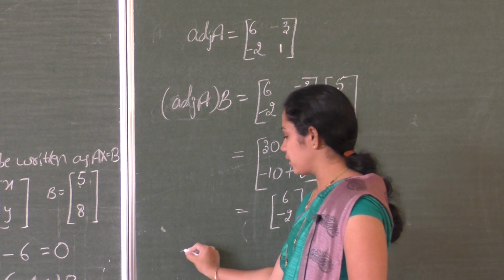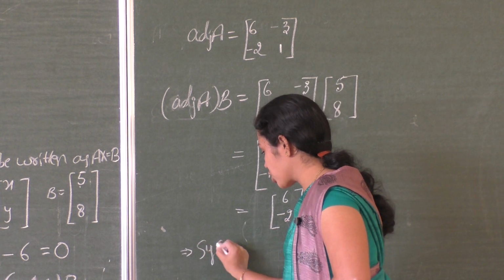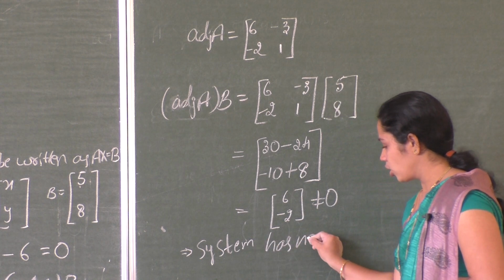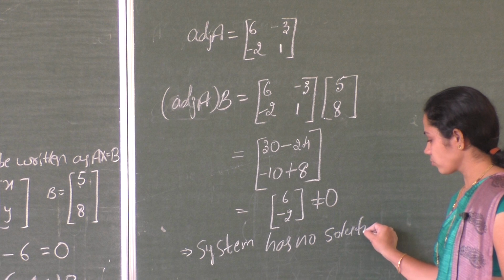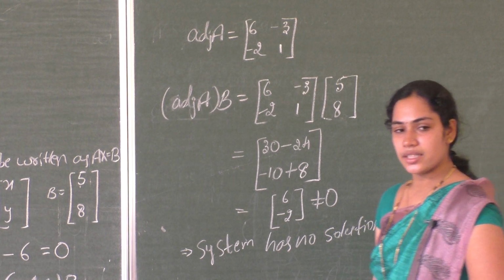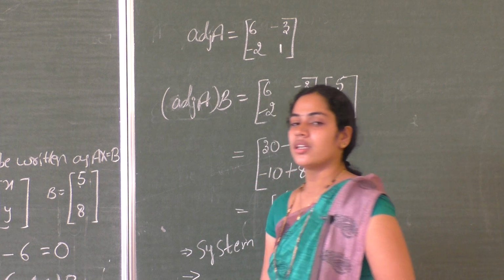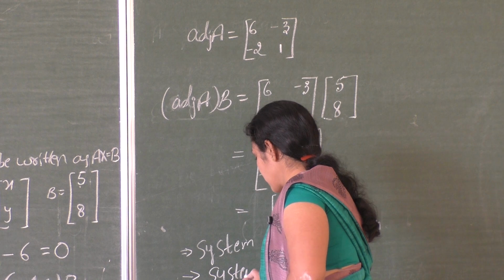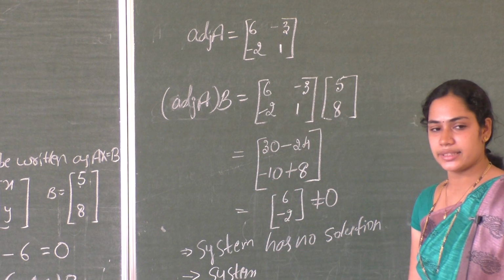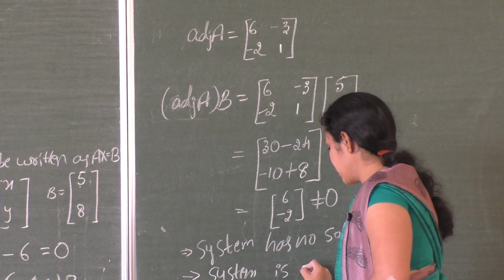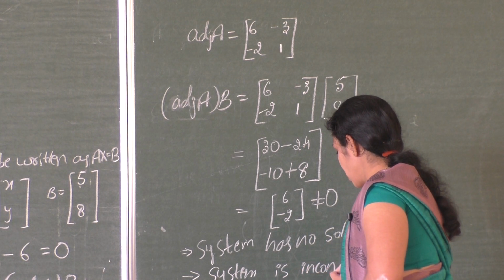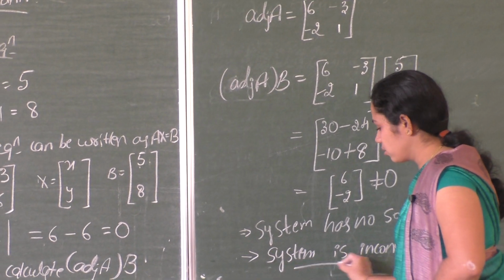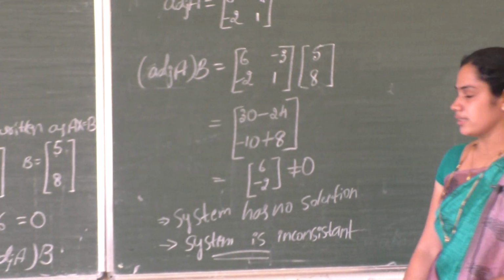Then we can say that the system has no solution. In that case, the system has no solution. So we can say that the system is inconsistent.